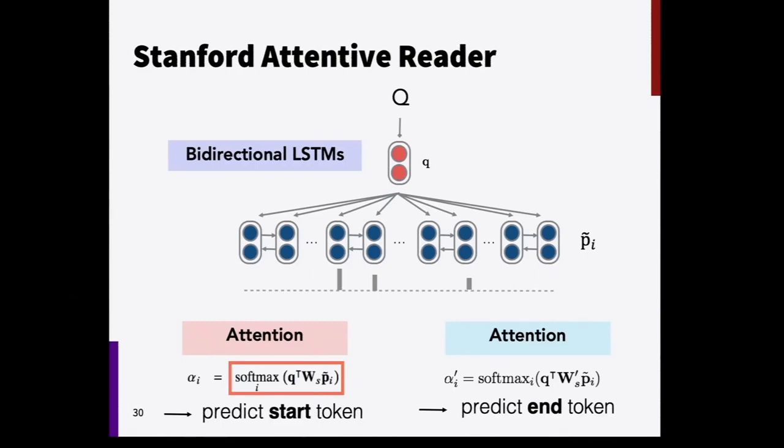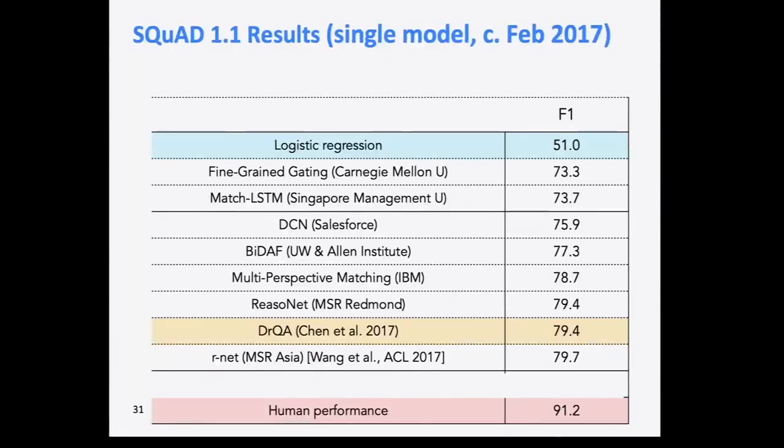So this is the basic Stanford Attentive Reader model, and it's no more complex than that. And the interesting thing is that this very simple model actually works nicely well. So this is going back in time again. This is the February 2017 SQuAD version 1 leaderboard.